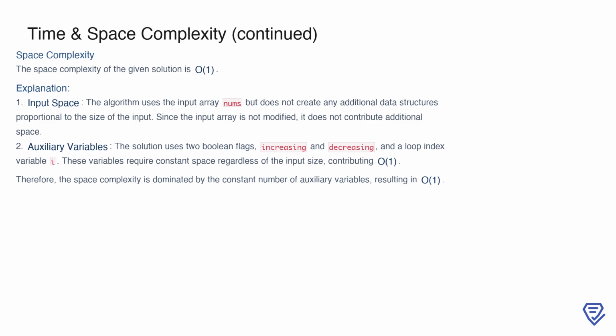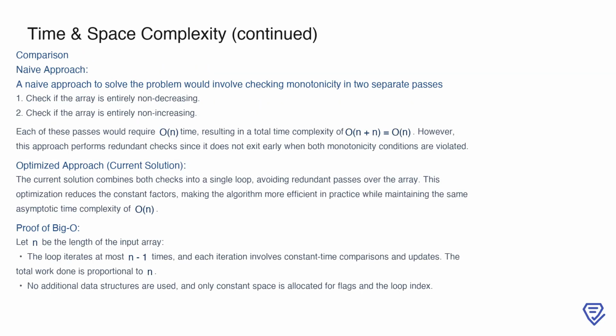Additionally, the solution utilizes two Boolean flags, increasing and decreasing, and a loop index variable i. These are all simple variables that require a fixed amount of space, regardless of the size of the input array. Since no other memory is allocated, the space complexity is dominated by these constant space requirements, resulting in a space complexity of O(1). Let's compare this optimized solution with a more naive approach.